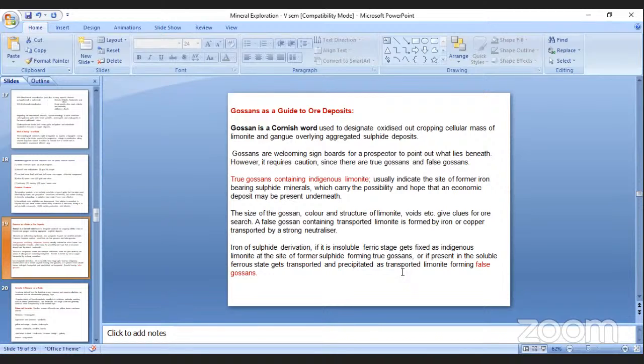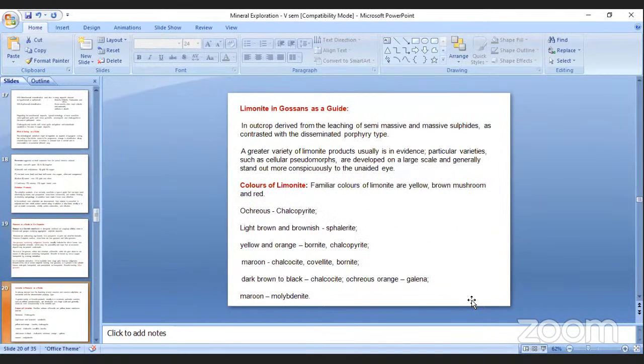And a false boxwork doesn't have any structures or voids on its body, and it is formed by transportation. So with a false boxwork we need to look for a mineralization zone elsewhere. Limonite boxworks are also useful as a guide.